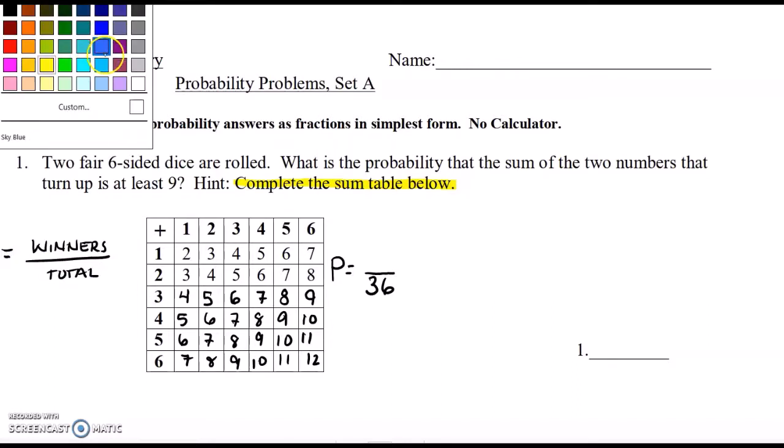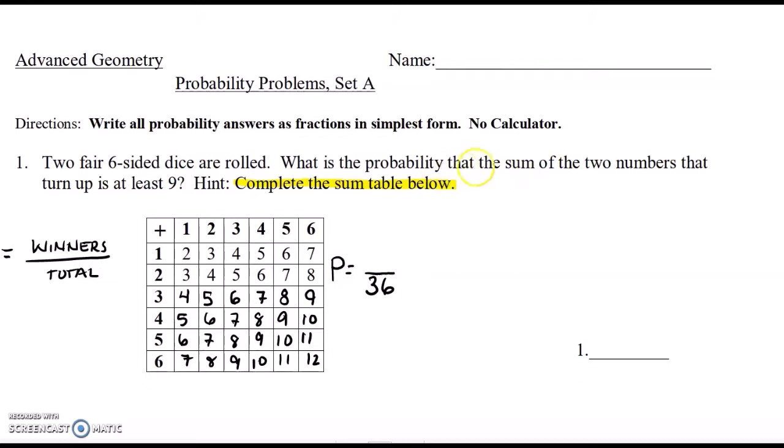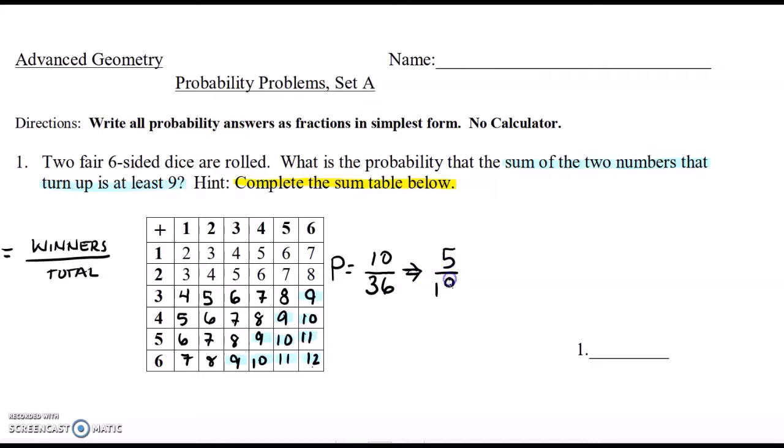In this problem, they are specifically asking me to find the sum of two numbers that is at least 9. So that would include 9, but also anything greater than 9. So here I have 4 plus 1 is 5, and then 2 plus 3 is 5. So that would be 20. Oh, sorry, 10. 5 and 5 is 10. Then this could be reduced. So that would be 5 over 18.